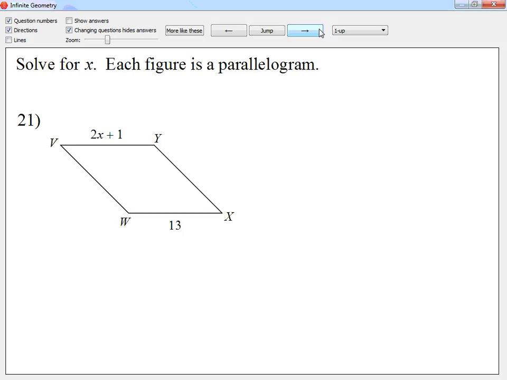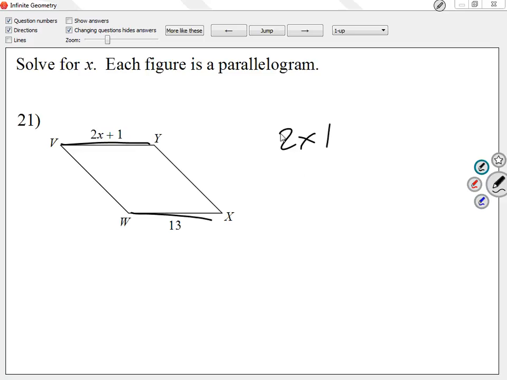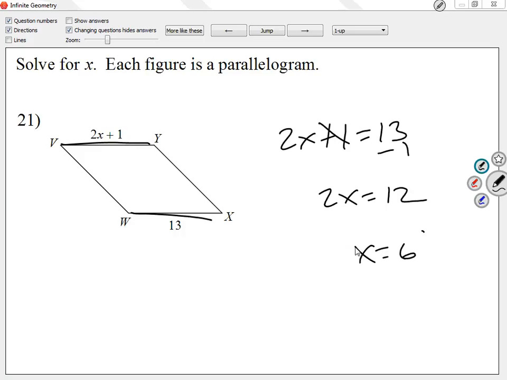21, I'm looking at opposite sides. VY and WX. Opposite sides. Not only are they parallel in a parallelogram, but they're also the same length. So I'm going to say 2x plus 1 is equal to 13. Plus 1, let me bring it as a minus 1. 2x equals 12, so x equals 6.